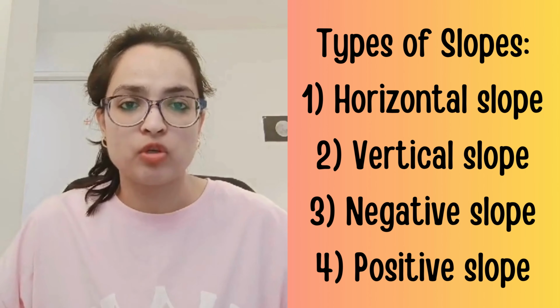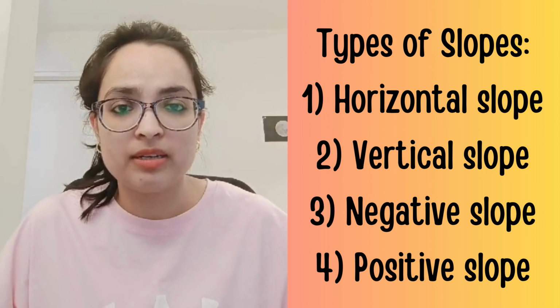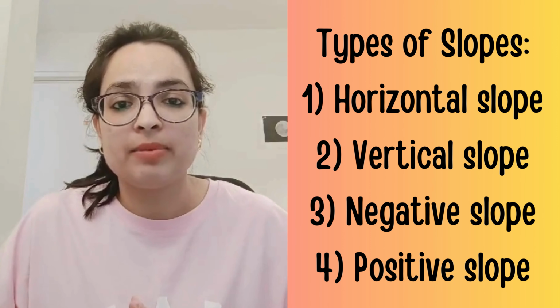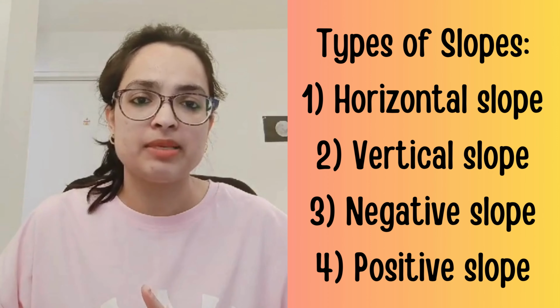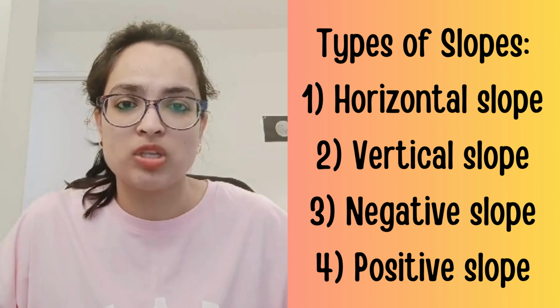I have already discussed some of the formulae and important concepts in my yesterday's video, so please do go and check that out. Today I will be discussing a few more concepts. They are not much, just a very few which are remaining. Now the first important concept is types of slopes. So there are four main types of slopes. The first type is vertical slope, the second type is horizontal slope, the third type is negative slope, and the fourth type is positive slope.